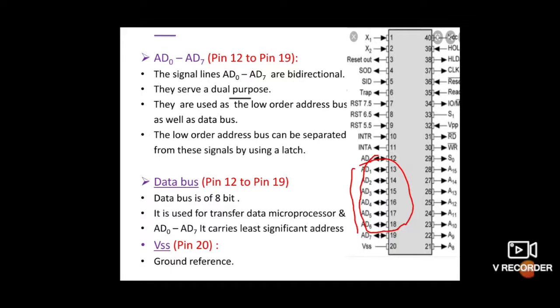But the address bus is unidirectional. Remember, the address bus is unidirectional, but the data bus is bidirectional. The address is stored only in the MPU. The address bus is unidirectional, the data bus is bidirectional, and the last pin is VSS, that is ground reference.